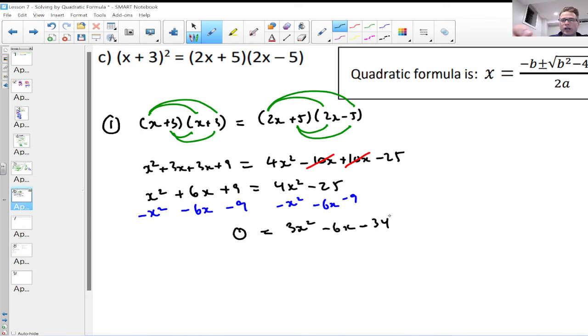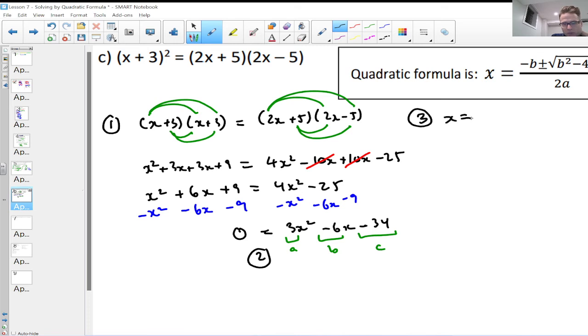So here I have my A, B, and C. Make sure you always include the sign in front. All right, step 2. That was step 2 actually. I'll put step 2 right here, is to identify A, B, and C. Step 3 is put it in the quadratic formula.